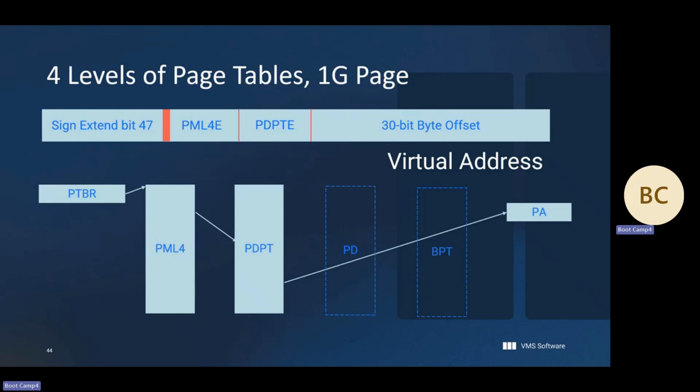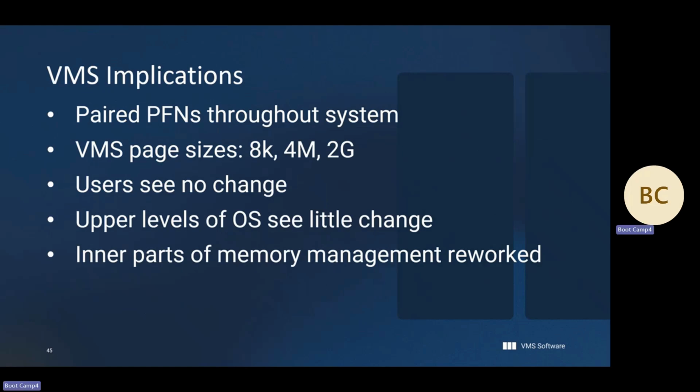There's a bit in the PDPTE that says, I'm going to physical memory. I'm not going to a page directory entry. So you have a gigabyte page. So as far as VMS is concerned, we have 3 page sizes, 8K, 4 megs, and 2 gigs. The users see no changes because it's just 8K pages. Upper levels of the operating system see little change. There's some things where they have to have some knowledge, but the inner parts of memory management were rototilled.